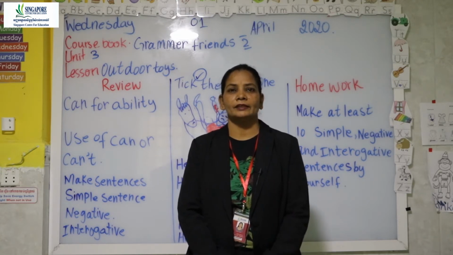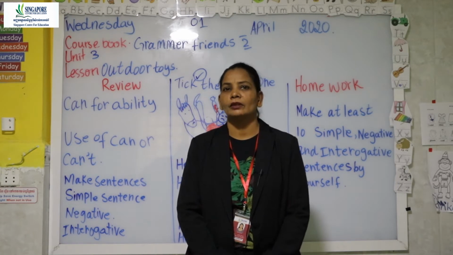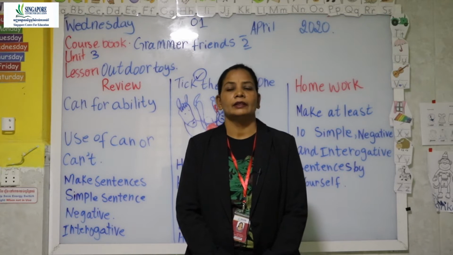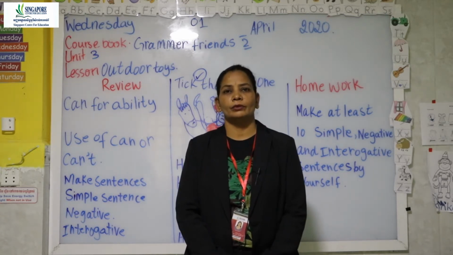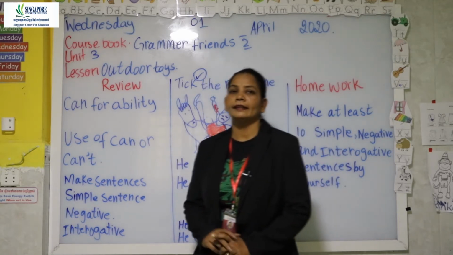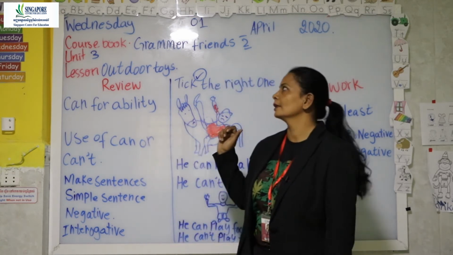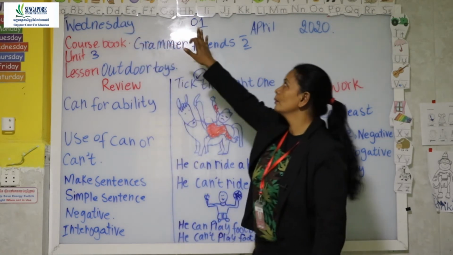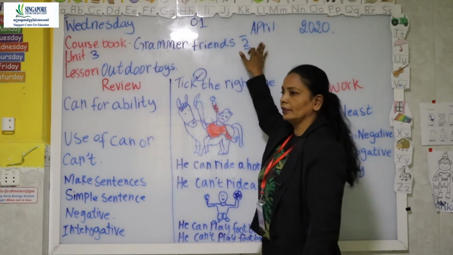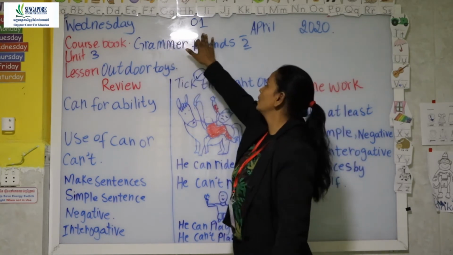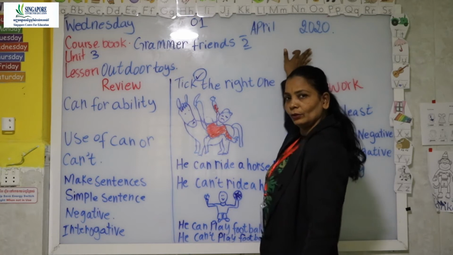So today is my lesson. As you know, we are just reviewing the outdoor toys. And before we start the review and the next lesson, we should know the day, date and year. Okay. So today is Wednesday, 1st April 2020. Wednesday, 1st April 2020.